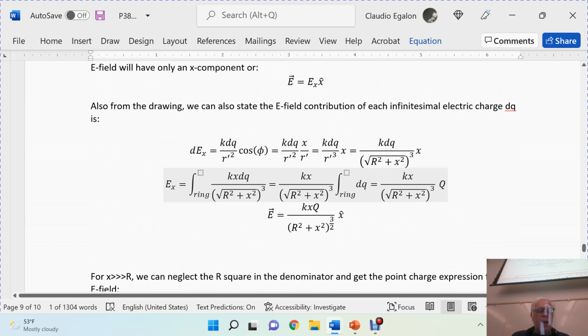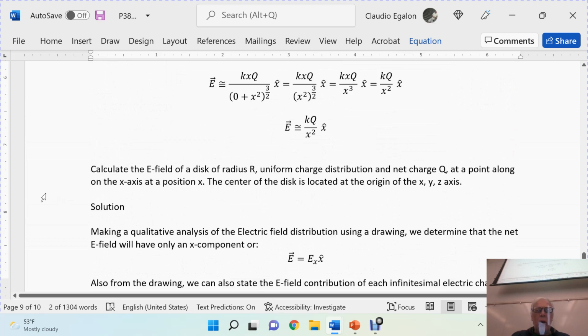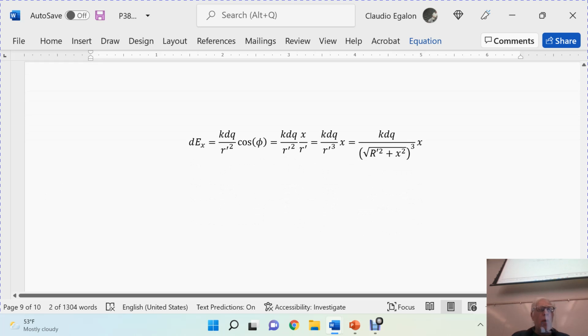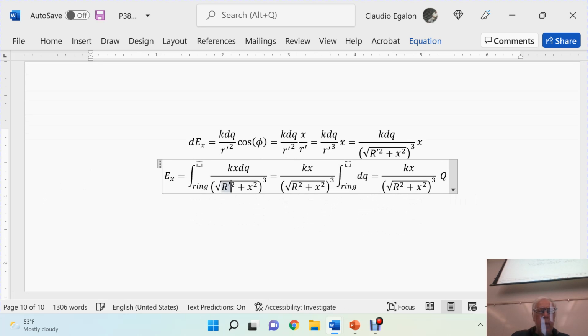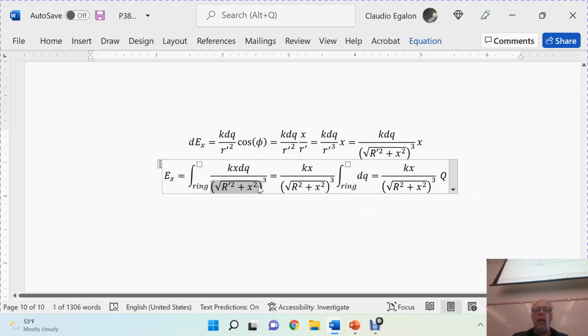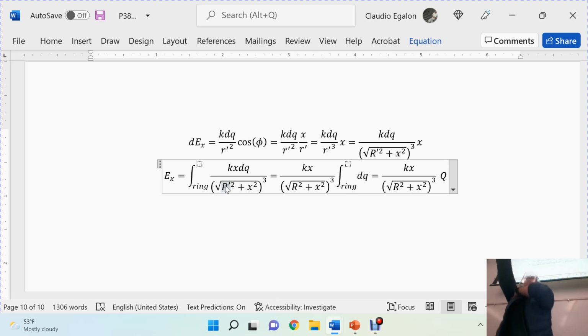I'm going to need this one here, and this other one. But don't forget that's going to be R prime, the one that's changing. And now we cannot take this one outside the integral, because R prime now is changing as we integrate throughout the disk.